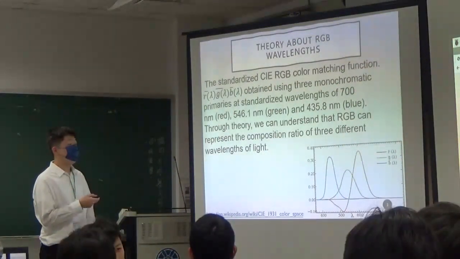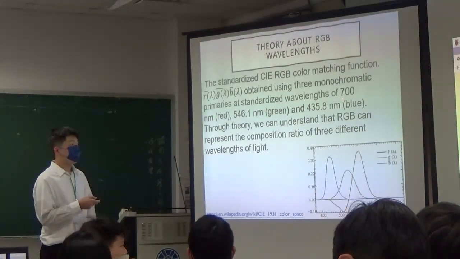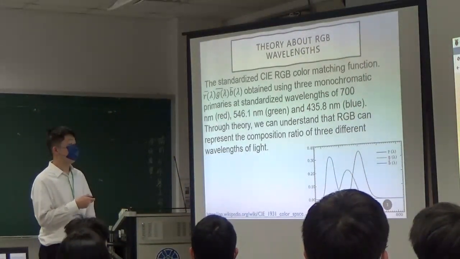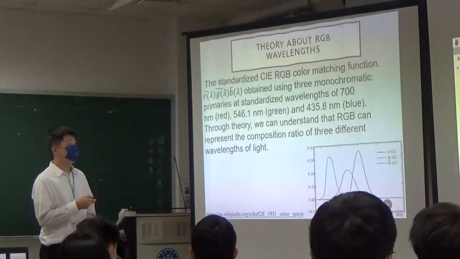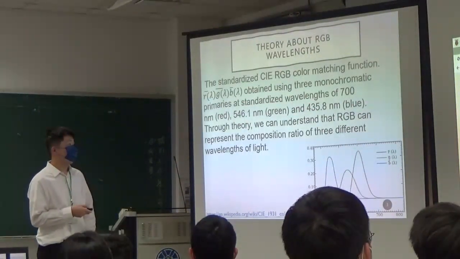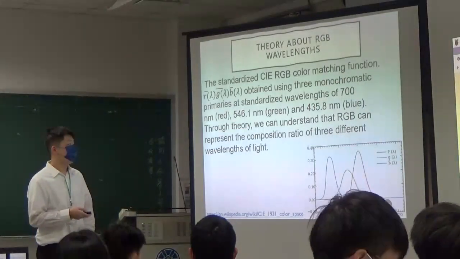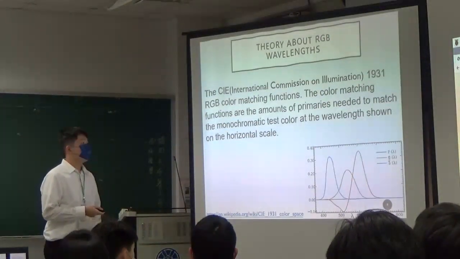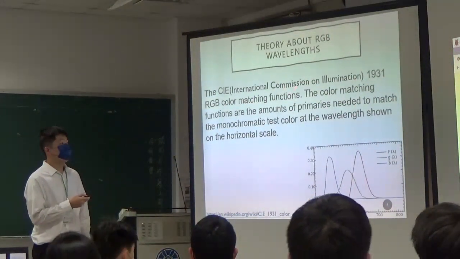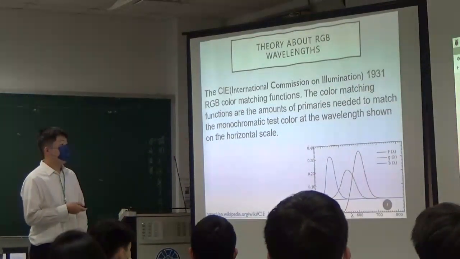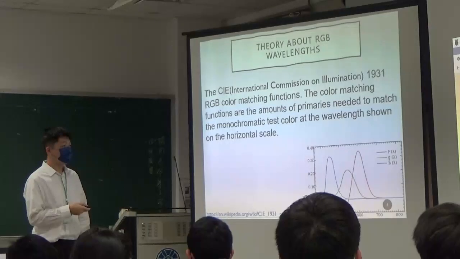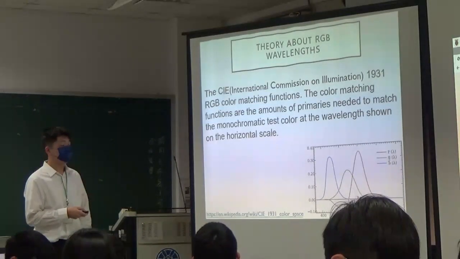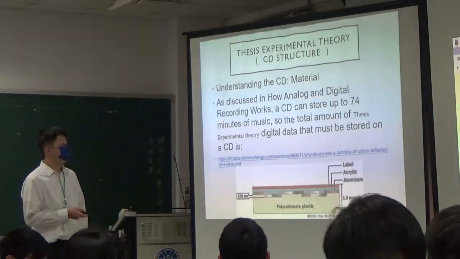They are red, green, and blue, and they peak at wavelengths of 700 nanometers, 550 nanometers, and 430 nanometers. Through this theory, we can understand that RGB can represent the complete composition ratio of the 3 different wavelengths of light. Here is the CIE, the International Commission on Illumination. They define that red light, green light, and blue light are made of the RGB code.